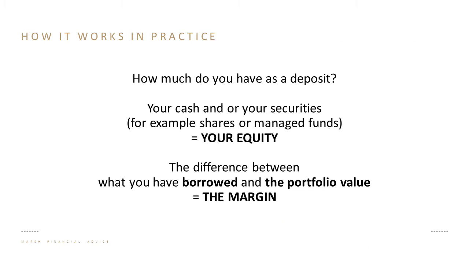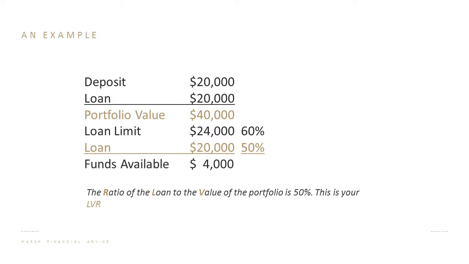So this is the bit that you're borrowing, and this is the bit that you're putting in. So how does that look in a real life example? This is an example where you've got a deposit of $20,000. You put in that $20,000 and you take out a loan for another $20,000. This is called 50% gearing, so the value of your loan is worth half of your total portfolio.